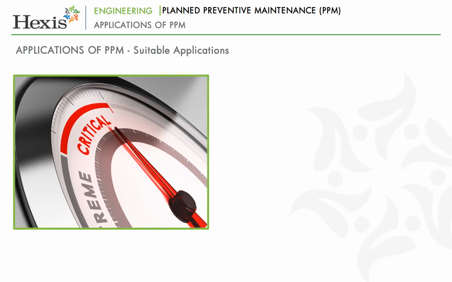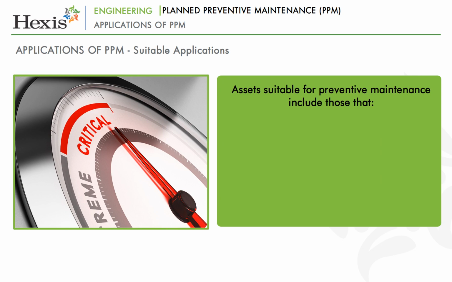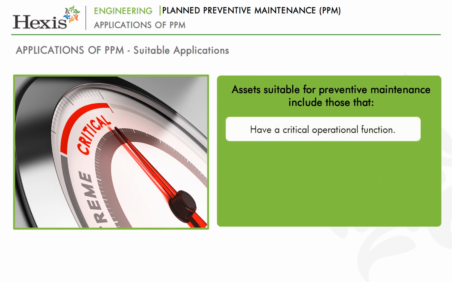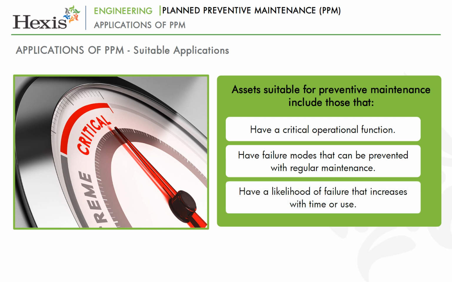Let's begin with suitable applications. Assets suitable for preventive maintenance include those that have a critical operational function, have failure modes that can be prevented, and not increased, with regular maintenance. Have a likelihood of failure that increases with time or use.